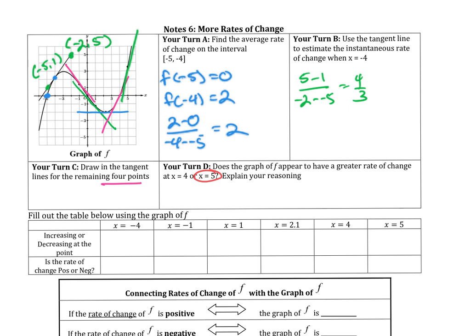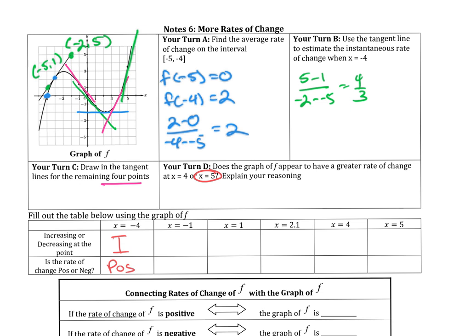All right, we're going to go ahead now and try to identify what type of rates of change we have and then what the function is doing. So at -4, again, I can see that that line is definitely going up, and my function is also definitely going up. So I know that it is increasing, giving me a positive rate of change.